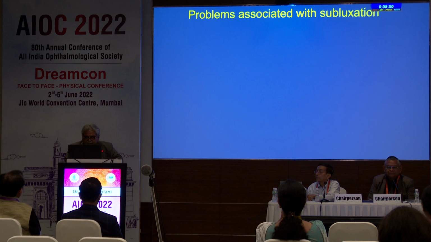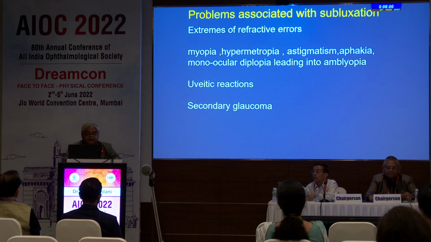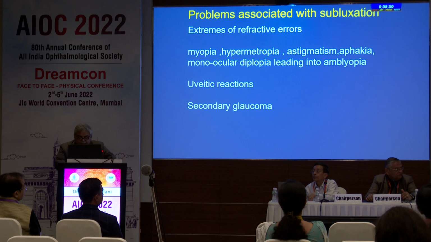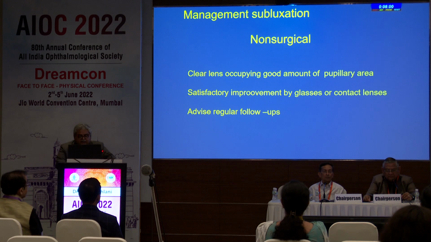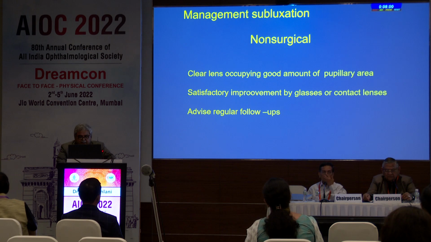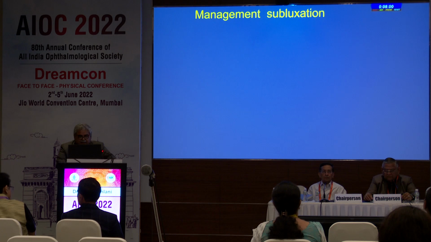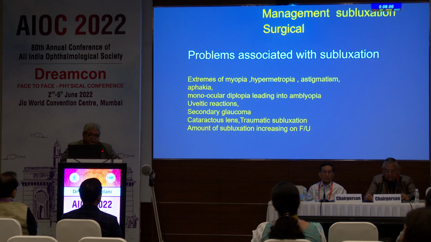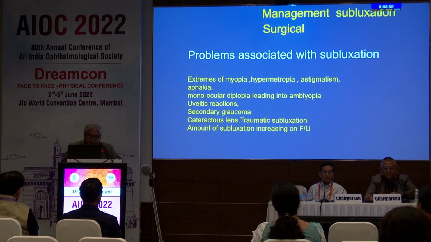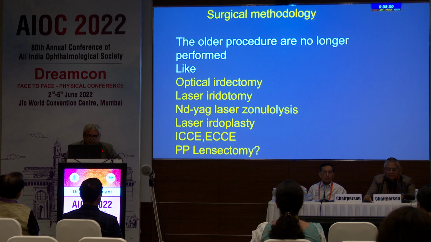So what problems are we going to face with subluxation of these lenses? An extreme refractive error, the refractive error suddenly changes, and patients get uveitic reaction and secondary glaucoma, and the chances of amblyopia in such a situation are very high. Management of subluxation could be non-surgical, so far as the vision is comfortable in a good range of refractive error, and these patients are to be followed up regularly till they find some problem. Later on we can go ahead with surgical management. The indications could be uveitic reaction, secondary glaucoma, changes in the subluxated or traumatic lens itself, it becomes a cataract, and if the refractive error is not being accepted by the patient itself. There are some older procedures, but those we are not dealing with nowadays.